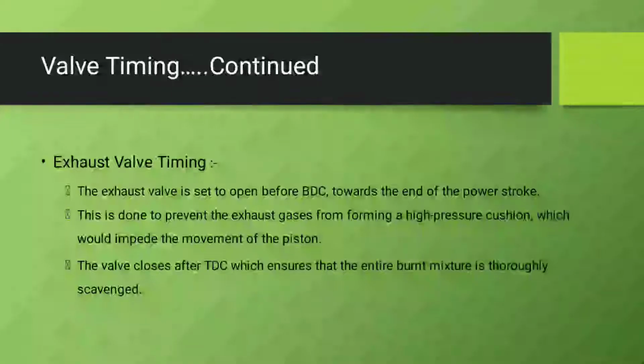Exhaust valve timing. The exhaust valve is set to open before BDC towards the end of the power stroke. This is done to prevent the exhaust gases from forming a high pressure cushion which would impede the movement of the piston. The valve closes after TDC, which ensures that the entire burnt mixture is thoroughly scavenged.